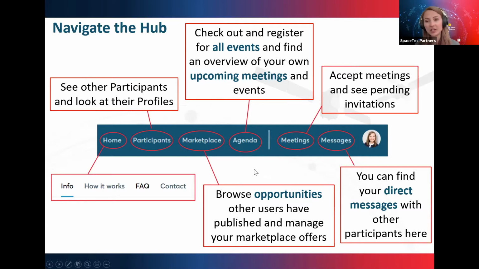You will also see an agenda where we publish all upcoming events, not only GNSS, but also any other relevant events connected to GNSS. So this is a great repository for you on upcoming events. You'll also have your personal area, which is meetings and messages. You can find messages that you've sent or received to other participants or book meetings. So fairly simple. These are the functionalities of the hub.